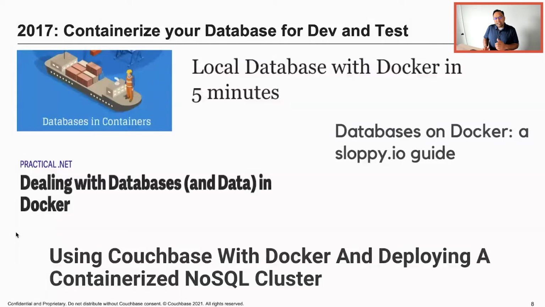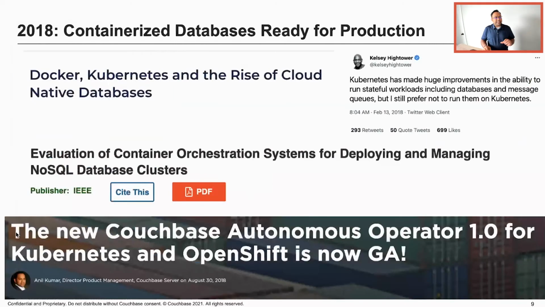Coming to 2018, now we started seeing a huge spike in the interest from many IT organizations wanting to run the database in production using the container orchestration technology. You will see many articles: Docker, Kubernetes, and the rise of cloud-native databases, evaluations of container orchestration systems for deploying and managing NoSQL database clusters.